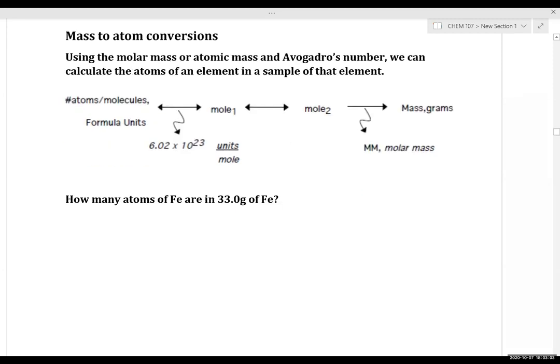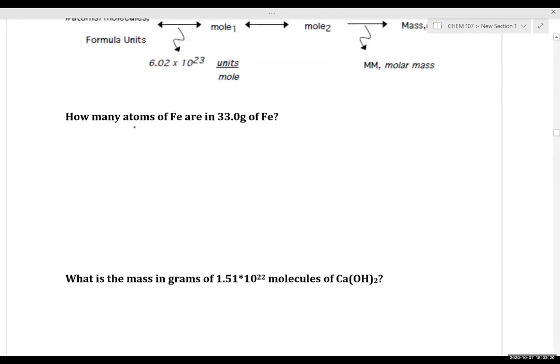So in this case, we can use the molar mass or atomic mass along with Avogadro's number to calculate the atoms of an element in a sample of that element. So we're starting to add a few steps to this process. So for example, we're asked how many atoms of iron are in 33 grams of iron. So we're trying to go from grams of iron all the way to atoms of iron.